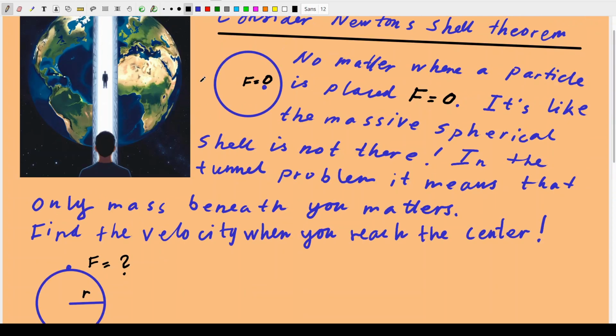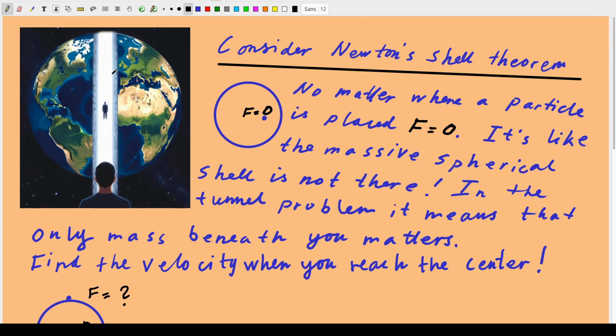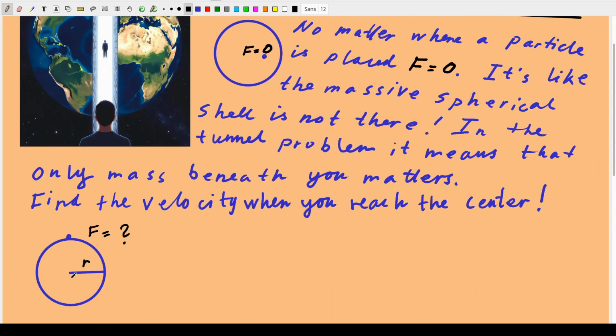The radius of the Earth is capital R, but when you're here somewhere, the distance to the center is just r, like shown in this picture here. And we need to figure out what the force is now, if only the mass here matters and all the shells above you don't matter. Well, it is actually a trivial thing.